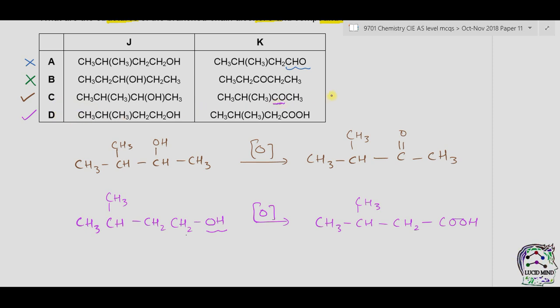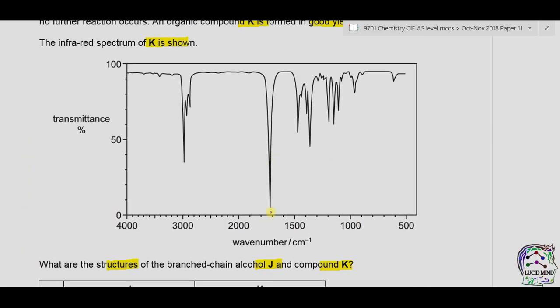In C we have ketone, in D we have carboxylic acid. This is the spectra and we can see that this is a very strong peak and this is of carbonyl carbon, which is between 1670 to 1750. And from this carbonyl carbon you can find out that it can be aldehyde or ketone or carboxylic acid. So as we have ketone and carboxylic acid, both will show this peak.